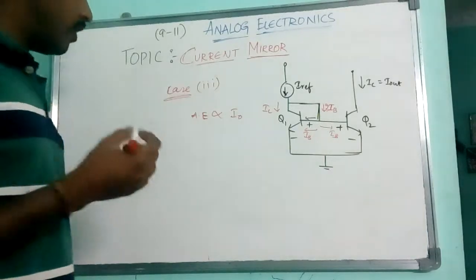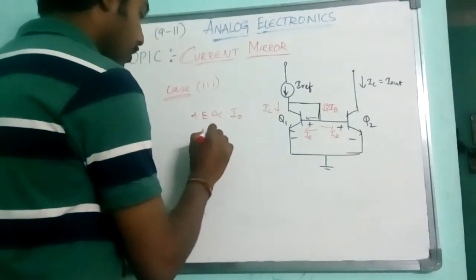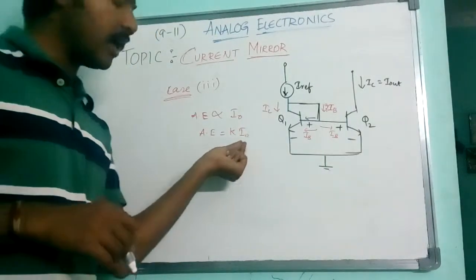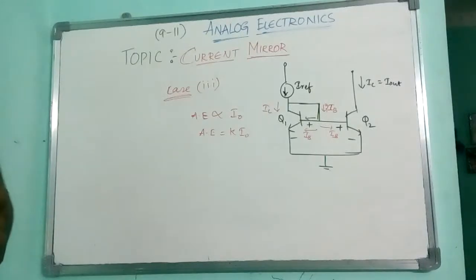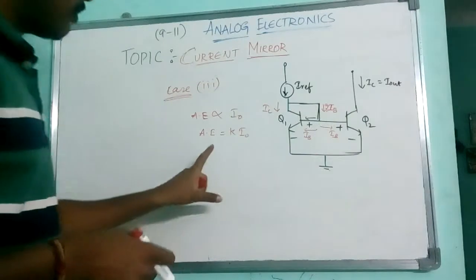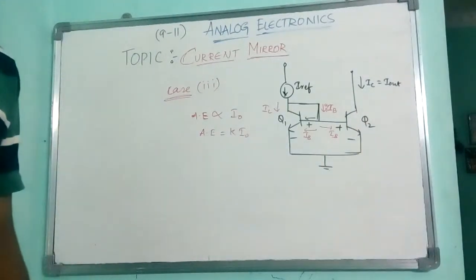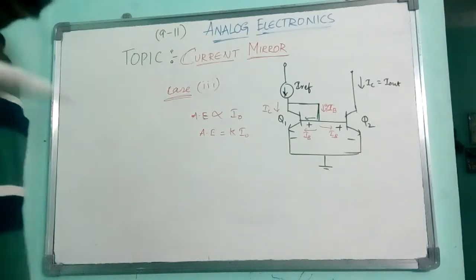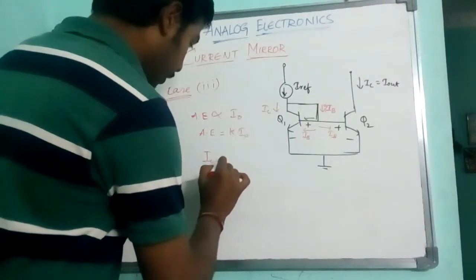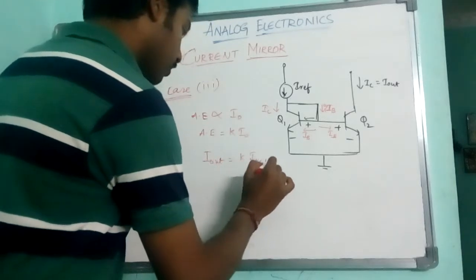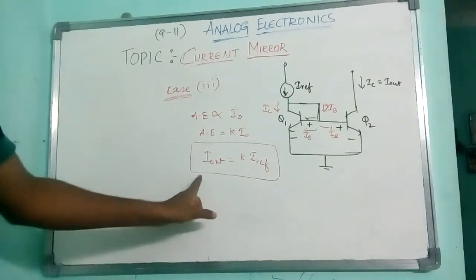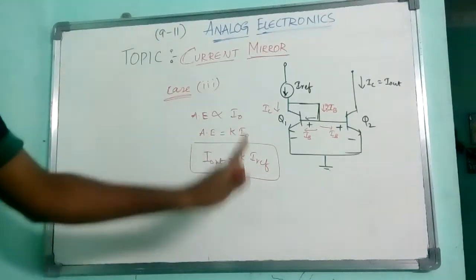Whenever the area is multiplied by, if we remove the proportionality, k times I naught. If we remove the thing, it is k times I naught. But whenever it is multiplied by k times I naught, then what happens? I out will be k times I reference. This is important here. Whenever you are multiplying it with this, then I naught will be k times I reference.